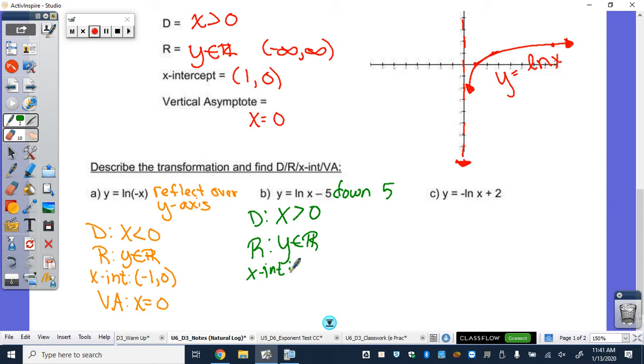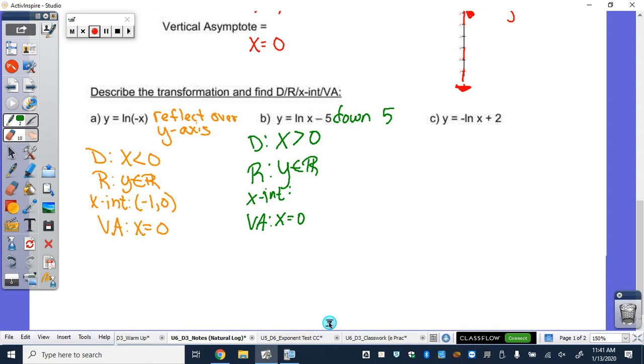X-intercept, that's not showing up on your graph, is it? No, so we'll go over that one in a second. Vertical asymptote would still be at x equals 0. So if we go back to our x-intercept for a second there, you have a couple options. You could change the window on your graph until you find it. It'll take a little while, but that's very possible. Algebraically though, your x-intercept is when your y is what value? 0. So if I put a 0 in for the y of my equation, I'm going to try to solve for x.